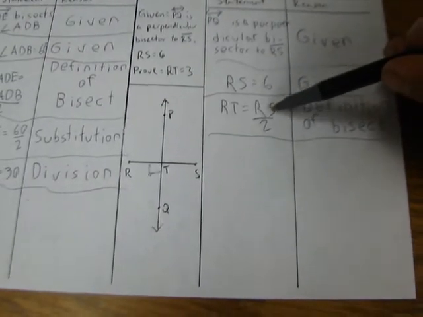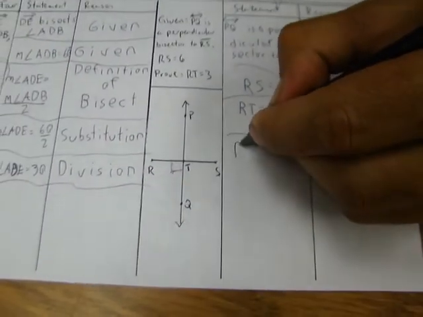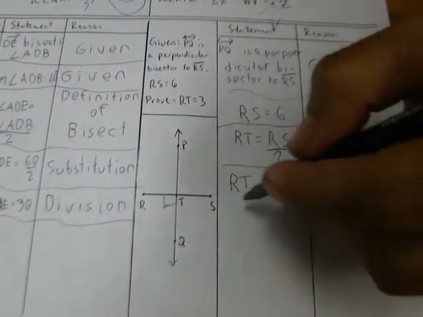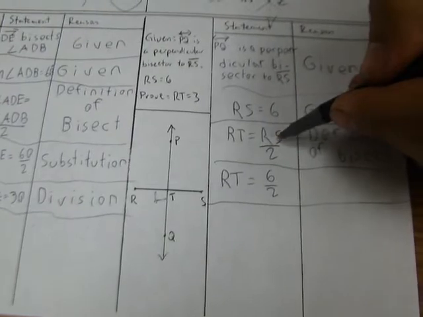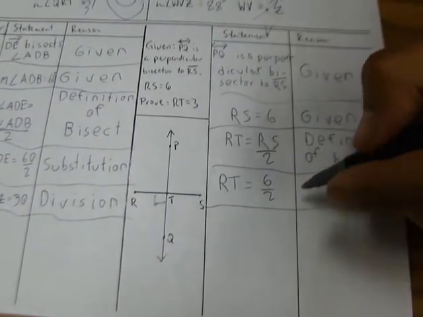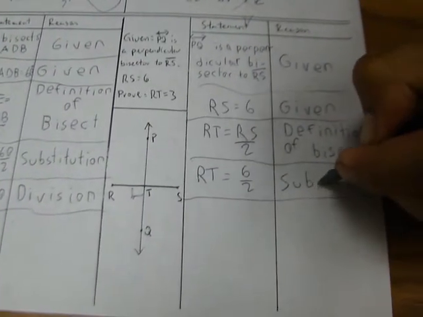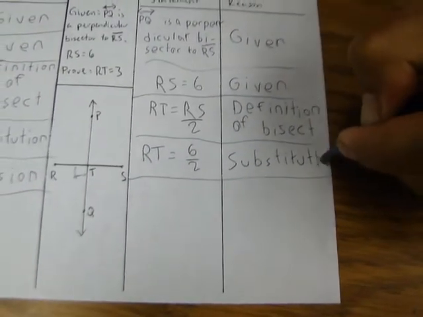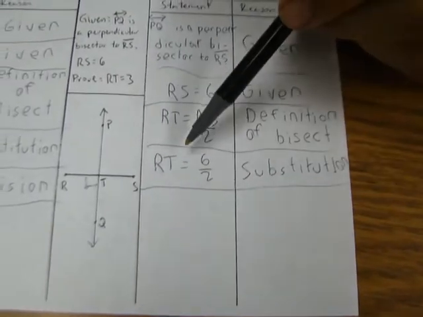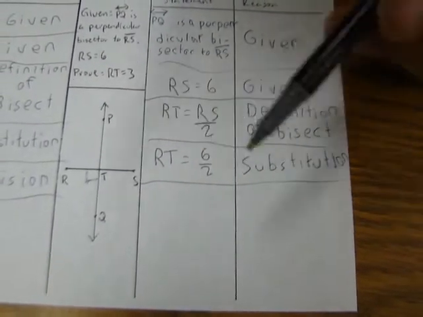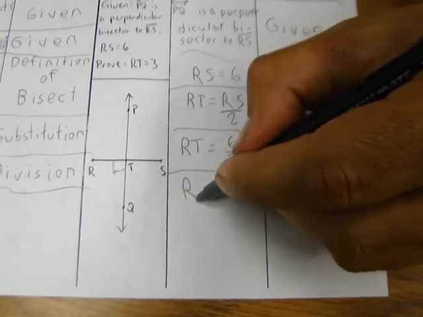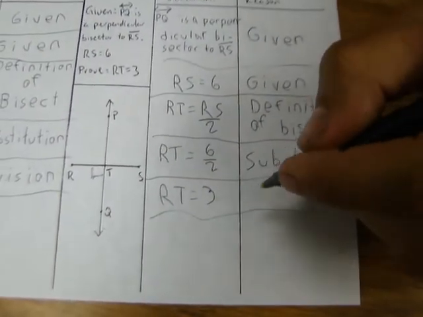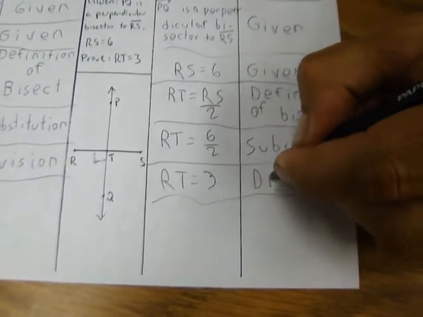Now we already know what RS is. It's 6, right? So we can just say RT equals 6 divided by 2. What I did is I took something I knew and I replaced it with another equal value, so that's called substitution. Substitution. And last, I can prove that RT equals 3 because 6 divided by 2 is 3, so when I do the math, RT equals 3, and that is called division.